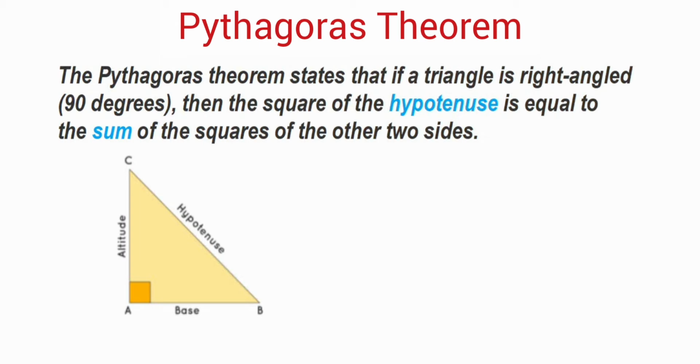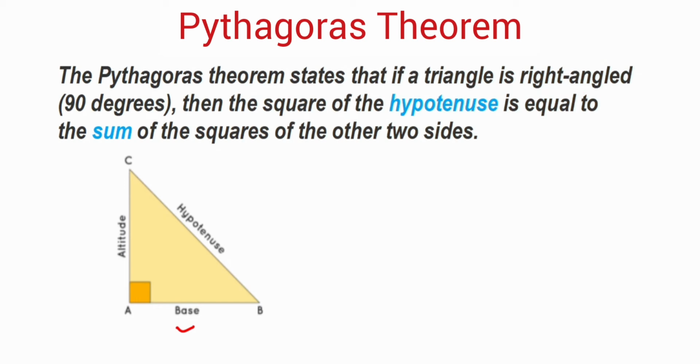The Pythagoras theorem states that the triangle has to be a right angled triangle. If you take any triangle, one angle has to be 90 degrees, and only then is this theorem applicable. For other triangles, this theorem is not applicable. So let's read the statement once again.